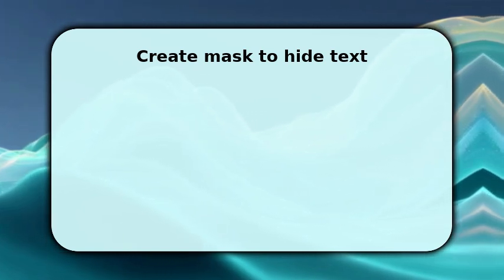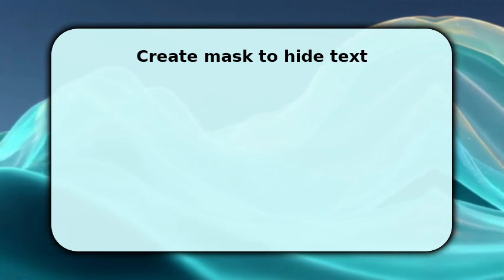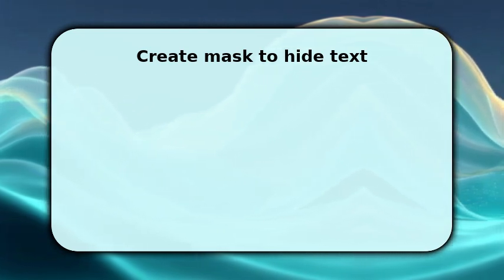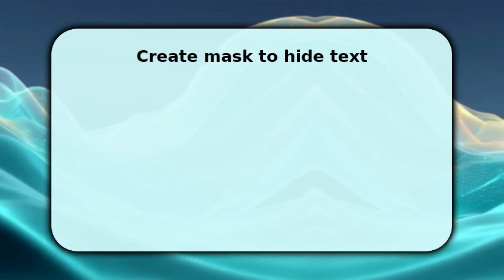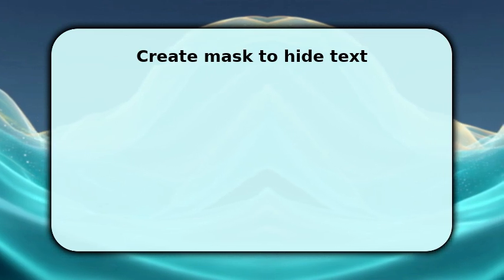Tap Mask, choose a shape or freeform lasso, and cut out the area where the text should appear behind the image. Make sure to invert the mask if needed so the cutout reveals the text beneath. Once you have the basic hole, feather the mask slightly and nudge its position so the text peeks through naturally. This creates depth and a realistic layering effect.